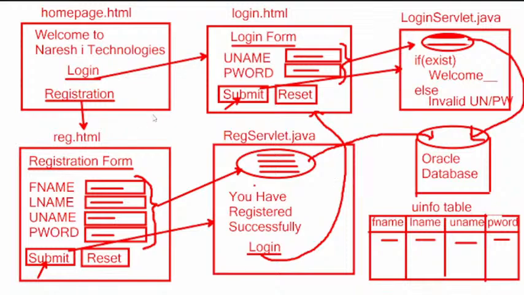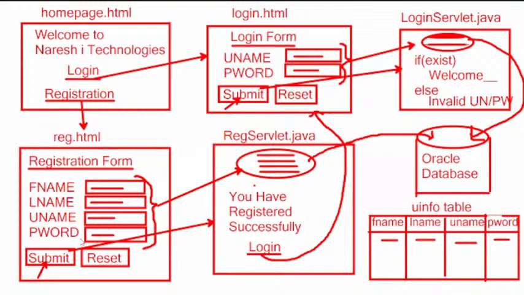I'll explain once again. Just you observe. Is it completed? See, first we'll send the request to homepage.html. Then Welcome to Naresh AI Technologies appears. Two hyperlinks appear: login, registration. This is totally HTML. We are not writing Java code. Very first time you will click on the registration hyperlink. Then registration.html opens. Here in the registration form only 4 fields are given: first name, last name, username, password.